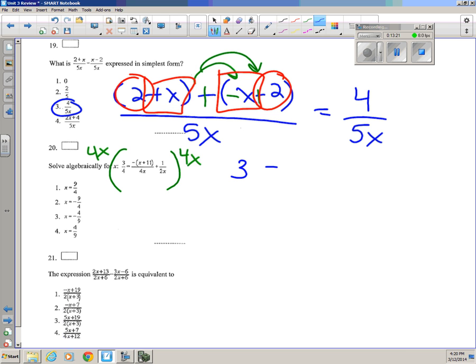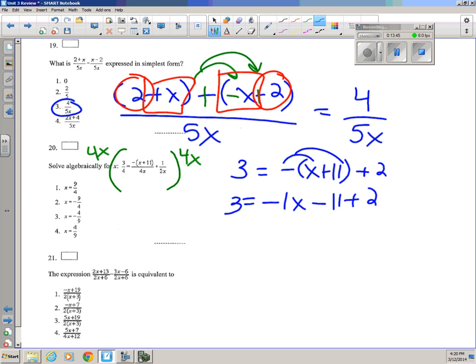And then I've got an equal sign. 4x divided by 4x is 1, and 1 times that binomial is still that same binomial. It's a negative outside x plus 11. 4x divided by 2x is 2, and 1 times 2 is just 2. I need to distribute this negative. 3 equals negative 1x minus 11 plus 2. 3 equals negative 1x minus 9, right? I'm just combining like terms.